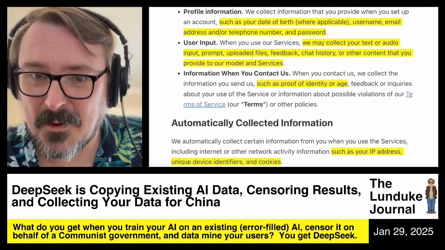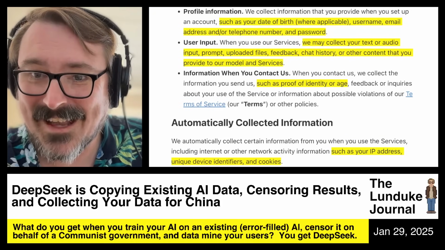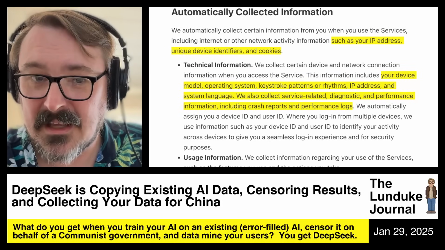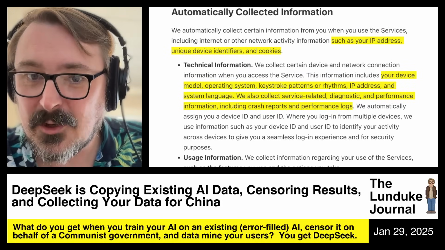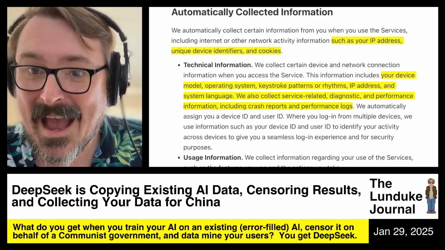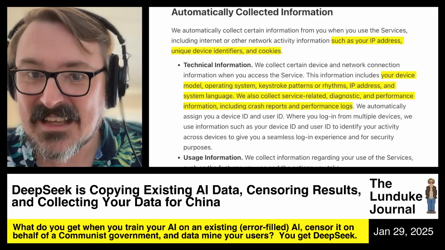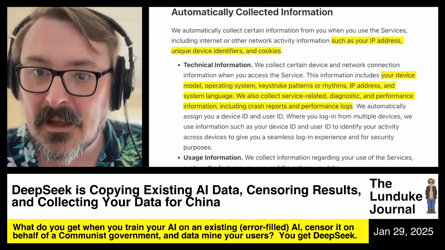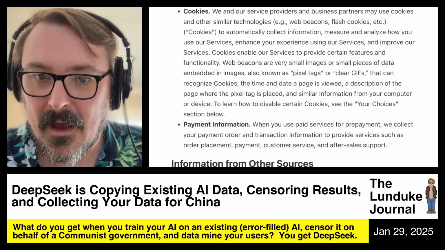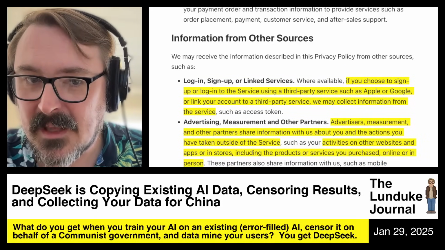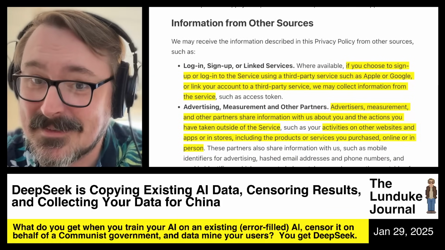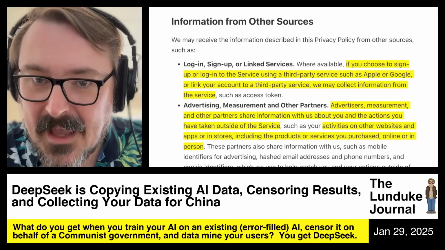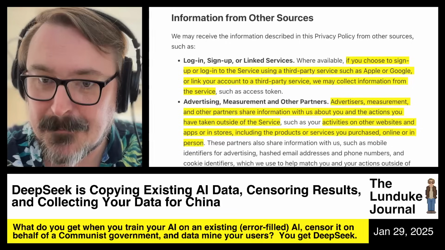We also may provide proof of identity or age, your IP address, unique device identifiers, and cookies. And when they say cookies, oh boy, your device model, operating system, keystroke patterns or rhythms, IP addresses, system language. We also collect service-related diagnostic and performance information, including crash reports and performance logs. Keep going here. They also collect information from other sources. They're not stopping. If you choose to sign up or log into the service using a third-party service, such as Apple or Google, or link your account to a third-party service, we may collect information from that service.